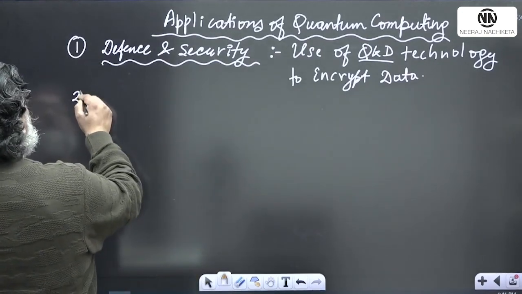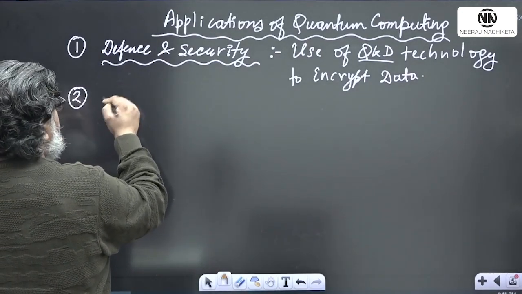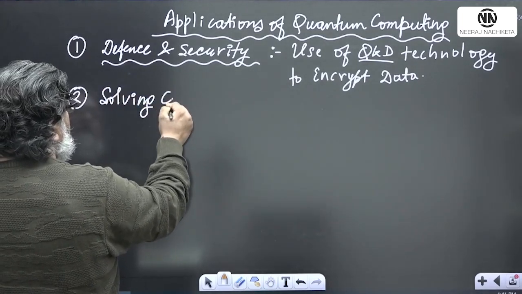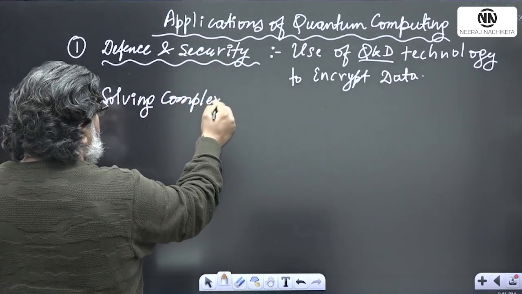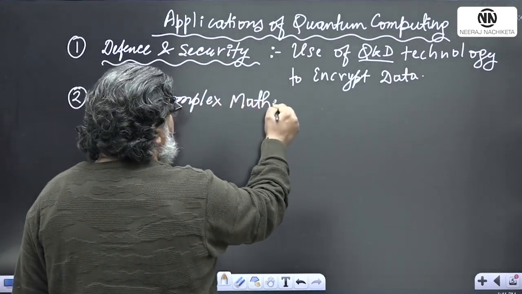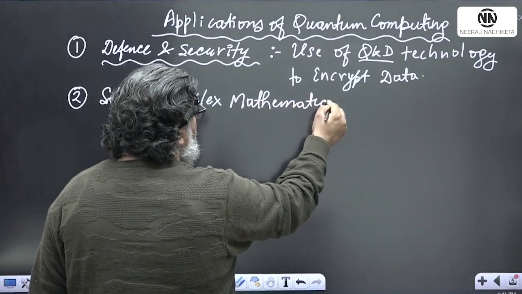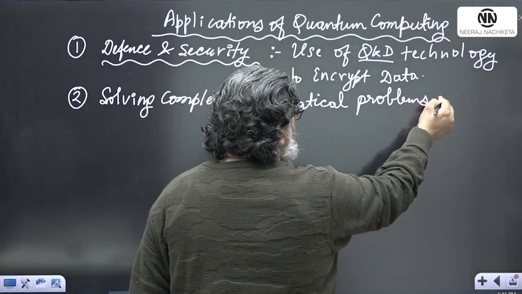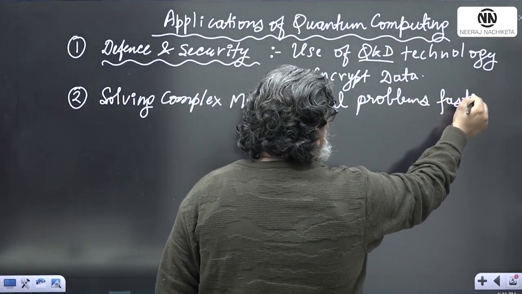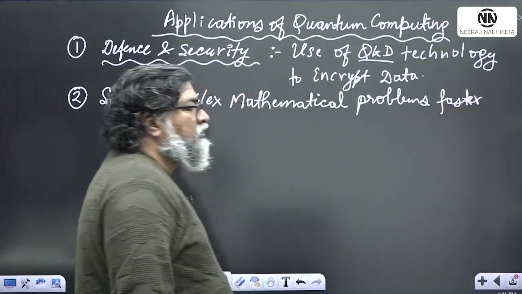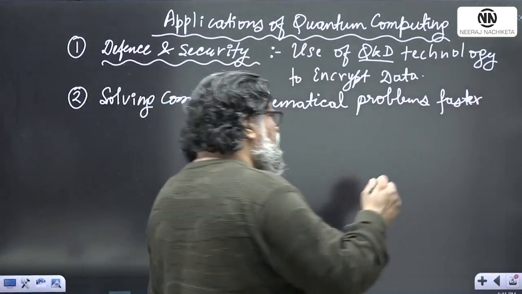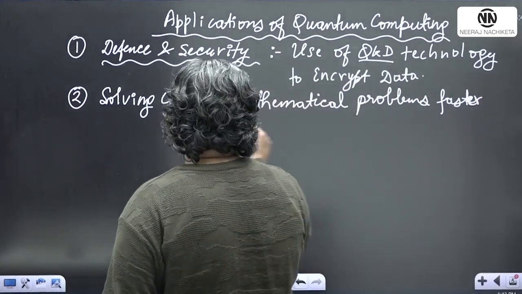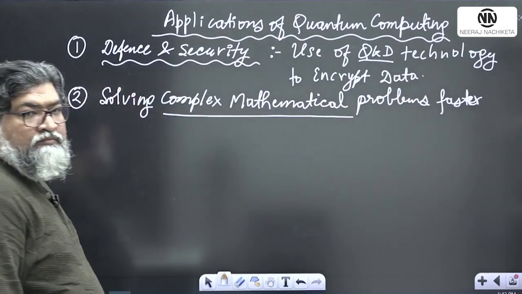Then next, what comes here is solving complex mathematical problems faster than the normal classical computer. That could be done there. Complex mathematical problems could be solved, right?